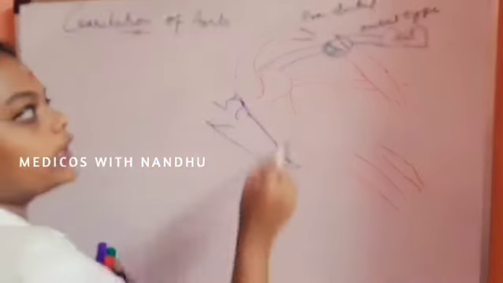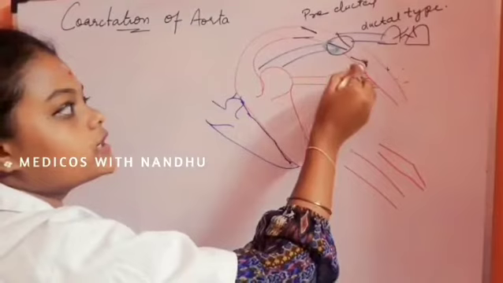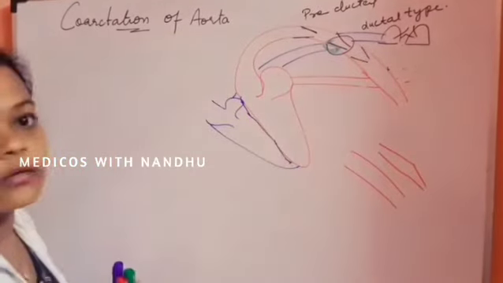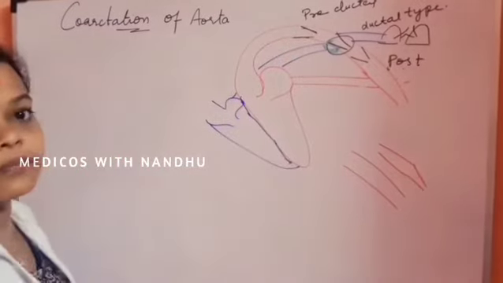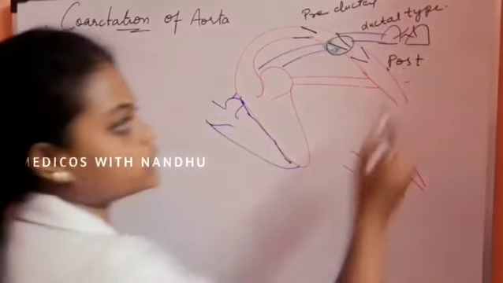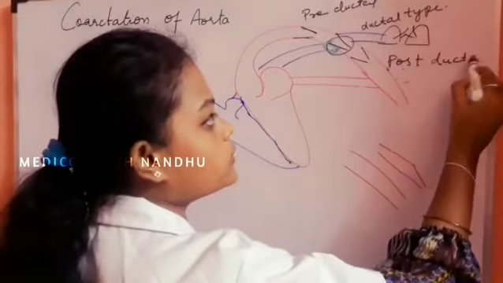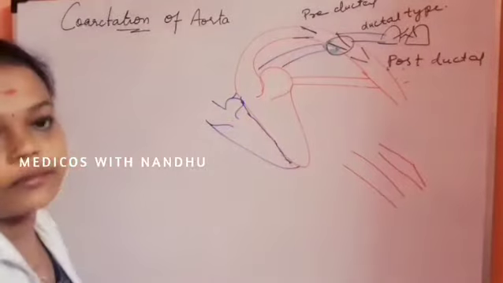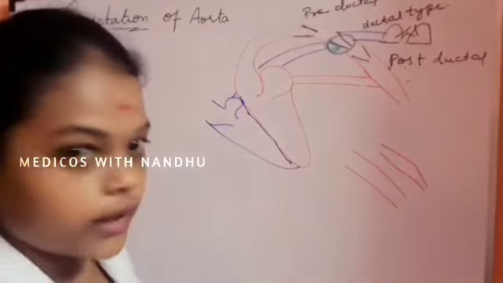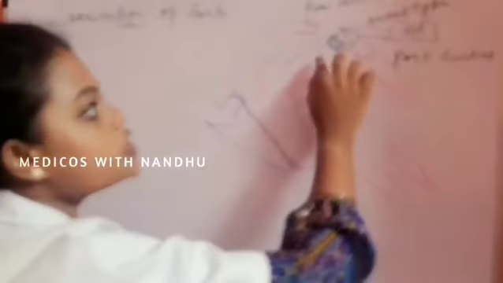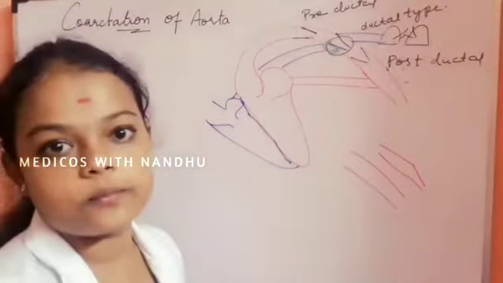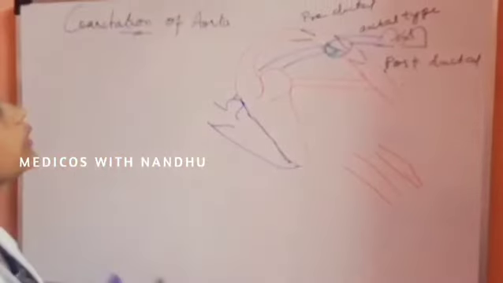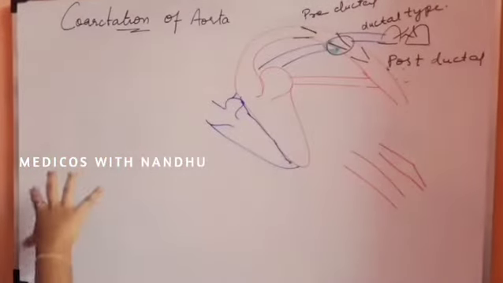And if the narrowing occurs here, it is known as post-ductal, because it is distal to the ductus arteriosus. So these are the three types we should know about. Now the origin of the ductus arteriosus is known as juxtaductal. Now what is the etiology?